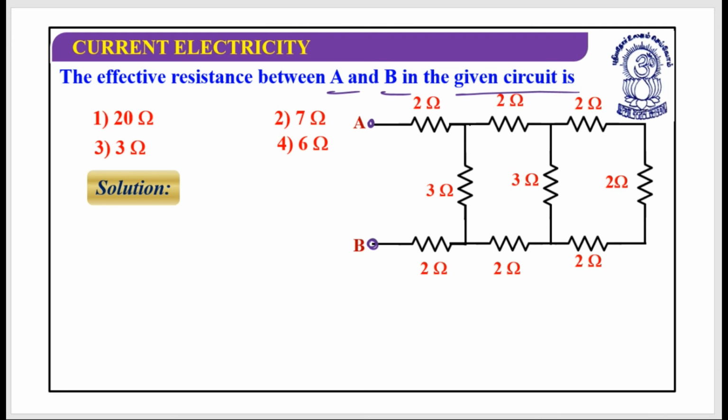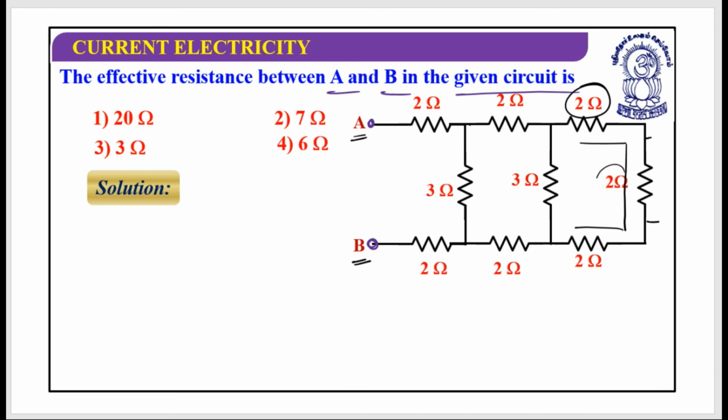Can you do this? No? Let me help you. When this kind of network is there, you need to start solving the network from the other end. That means A and B are over here, so the other end would be this, and start solving from there.